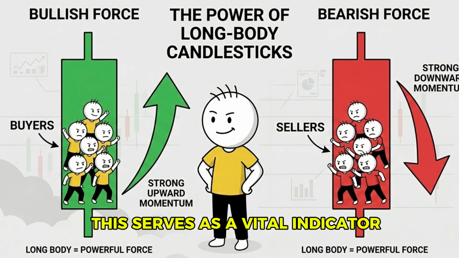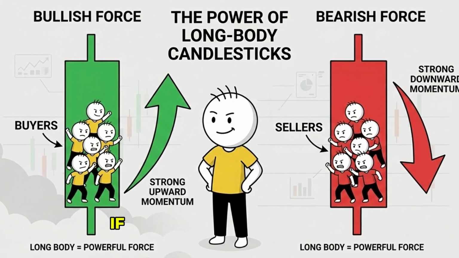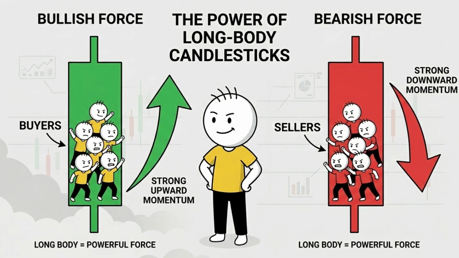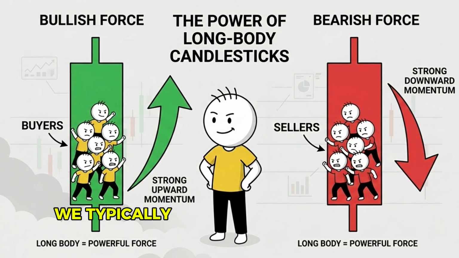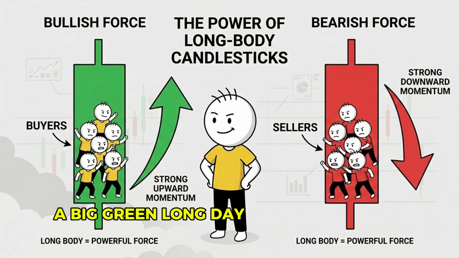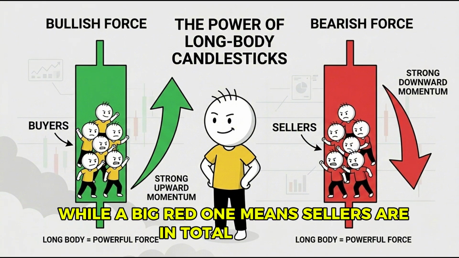This serves as a vital indicator. If you are already in a trade, it tells you to keep holding. If you are looking to enter, it tells you to move with that force. While colors vary, we typically use green for buyers and red for sellers. A big green long day means buyers are dominating, while a big red one means sellers are in total control.